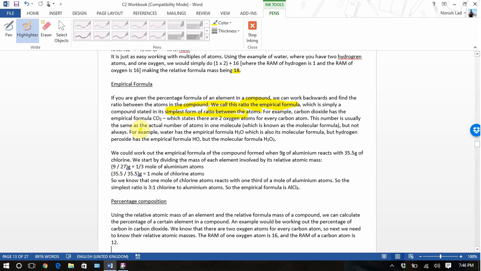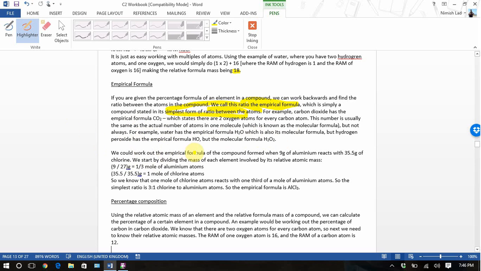For example, there's another one. Water has an empirical formula H2O, which is also its molecular formula, but hydrogen peroxide has the empirical formula HO, but has a molecular formula H2O2. So you can see how the molecular formula is different to the empirical formula. It's very similar to what I was just discussing with C2H4.